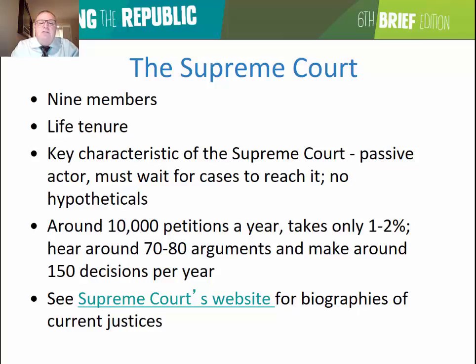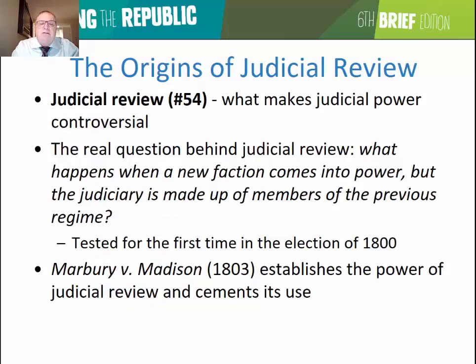Key characteristics of the Supreme Court. They wait for cases to come to them. They don't actively seek them out, and they don't deal with hypotheticals. The Supreme Court gets about 10,000 petitions a year, and it really only looks at 1 or 2%. It hears about 70 or 80 oral arguments and makes about 150 decisions. You can look at the Supreme Court website for the biographies of the justices.